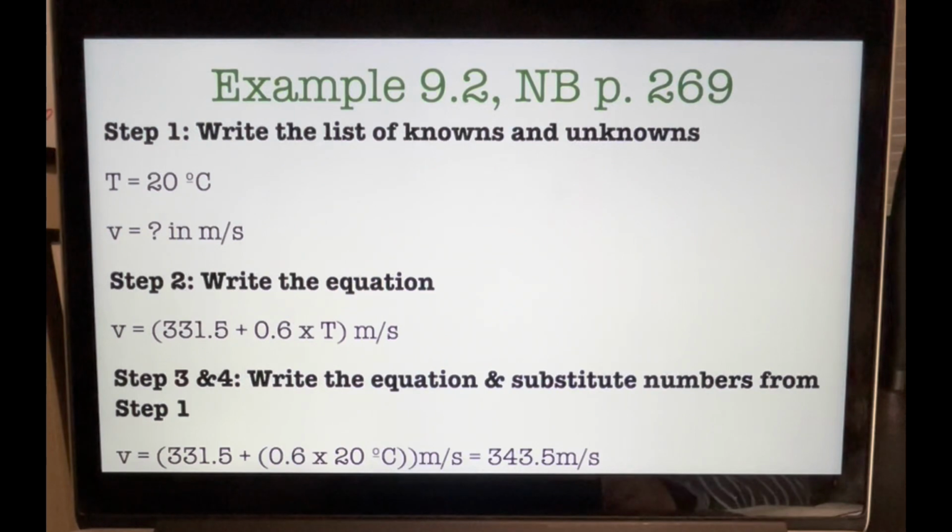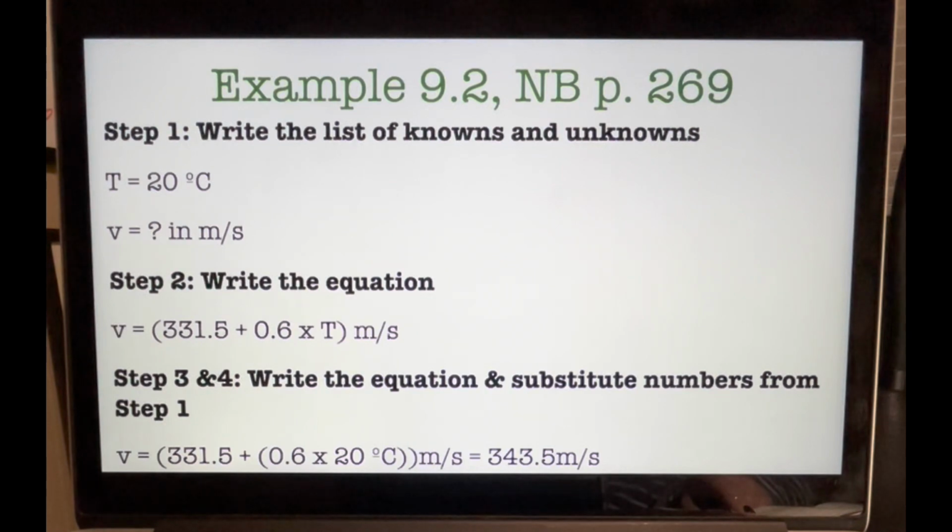All right, so example 9.2. If the temperature is 68 degrees Fahrenheit or 20 degrees Celsius, what is the speed of sound? Always step 1, write the list of knowns and unknowns. Remember the temperature must be in Celsius. So we have the temperature of 20 degrees Celsius, and we're trying to find the speed in meters per second. Step 2, what equation will we use? We will use equation 9.2. The speed of sound equals 331.5 plus the quantity of 0.6 times the temperature, in meters per second.